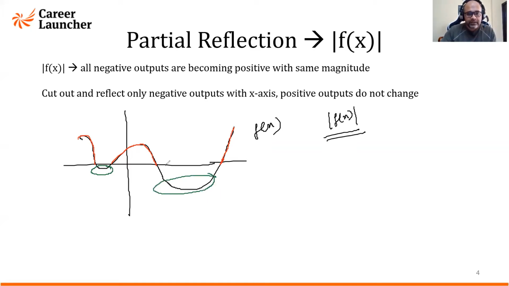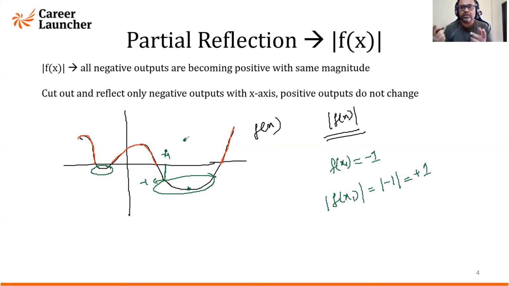Now let us look at this. Let us say this point is -1, which means for some x, let's call it x1, f of x1 is actually -1. So if I want to find mod f of x1, how much will this become? This will become mod of -1, which is +1. So the same point, I have to now take it to the upper side. Same magnitude. Magnitude will not change. It will just go up. Similarly, if I have a point here, I have to take it up because the sign will change. Negative will become positive. Magnitude remains the same.